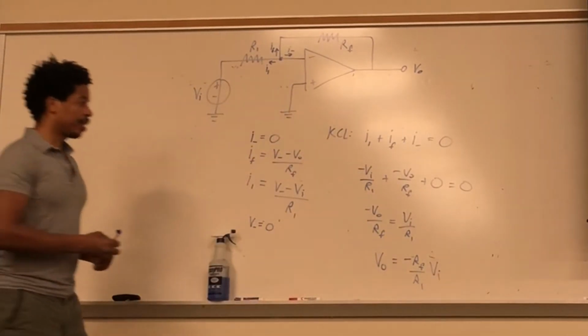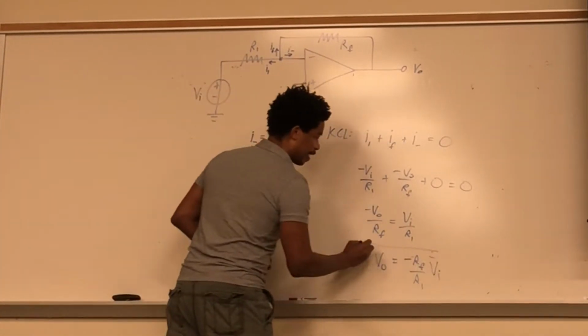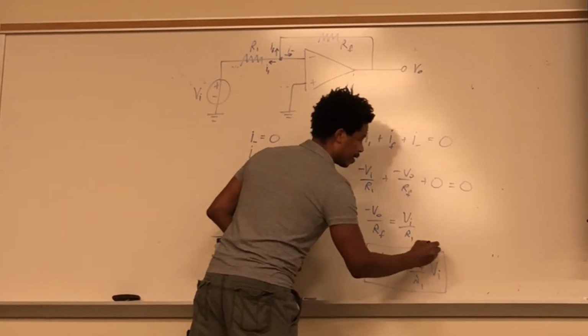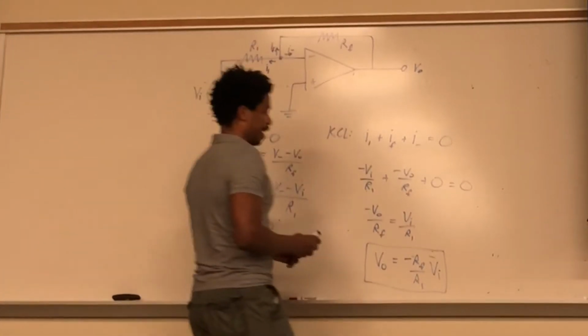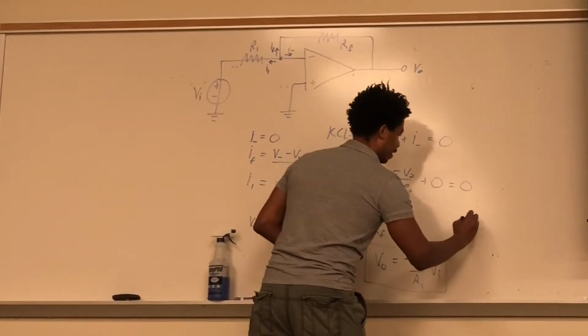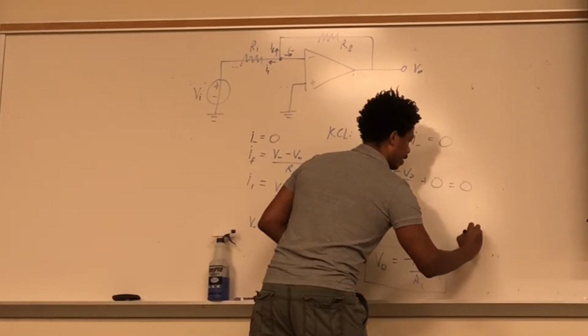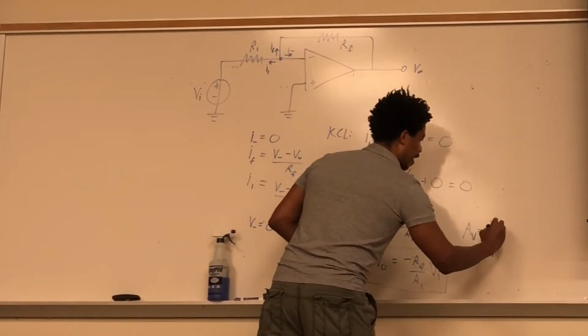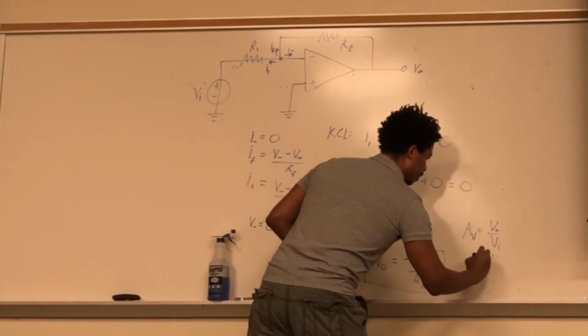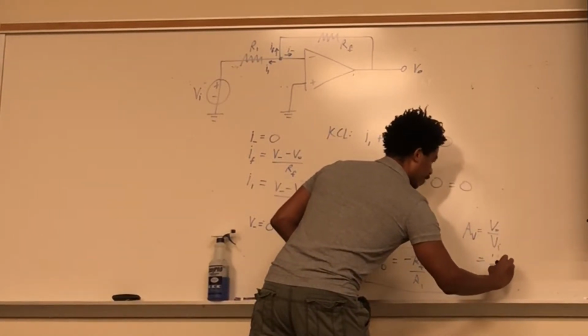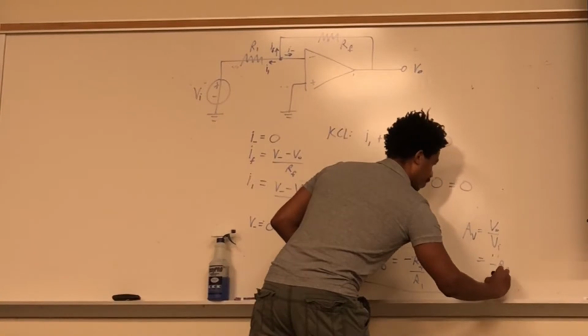Okay, so here's what V out is. And of course we're looking for the gain, and that's just V out over V in. So the gain A is equal to V out over V in, and that's going to be negative RF over R1.